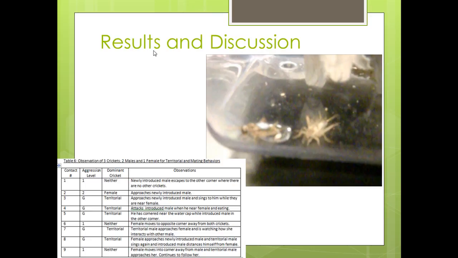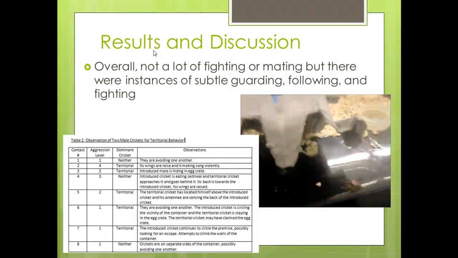In a few instances, there was a little bit of song singing by one of the crickets, and it is linked to aggressive behavior. For example, as seen in Table 2 in the previous slide, songs were only observed when the two males were violent towards each other, and the aggression level was 4.